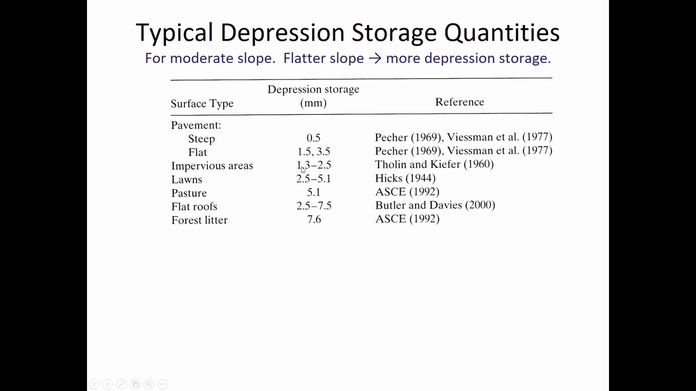Impervious areas are going to be not necessarily paved, but it could be locations that have more clay in the soil, and so the depression storage is going to be a little bit lower. Compared to lawns, the high depression storage there is related to just the surface area of the debris at the surface.